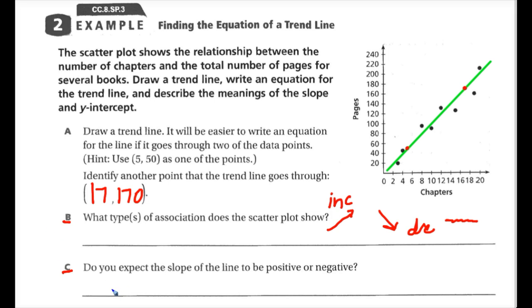Now when we look at C, do you expect the slope to be positive or negative? Now the trend and the slope actually tell the same thing. If you reach back into your memory with slope, if my line went up from left to right, it was a positive slope. If my line went down, it was a negative slope. So you'll notice that B and C go hand in hand. If our association is increasing, my slope will be positive. If my association is decreasing, my slope will be negative. So you go ahead and answer those 2 questions.